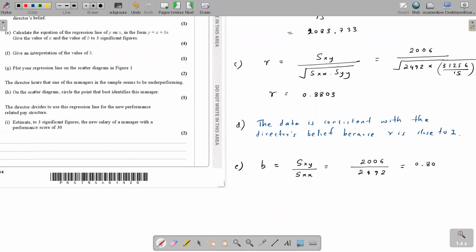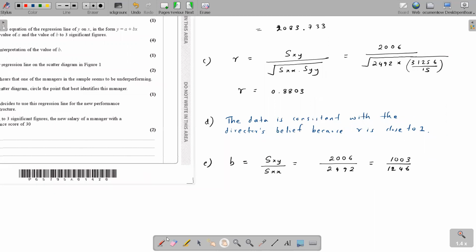0.8049. Is it the exact figure? No. What's the simplest fraction first? Tell me the simplest. 1003 over 1246. Yeah, that's the simplest fraction. Now make it a decimal, because I want the full answer when I'm finding it.